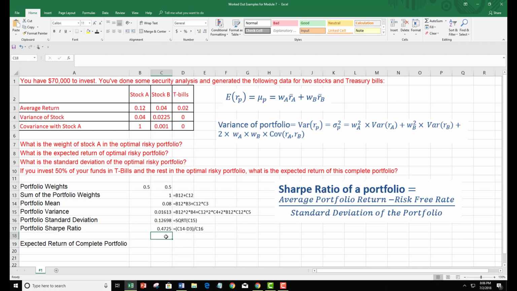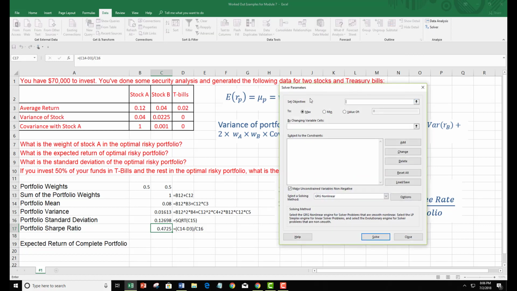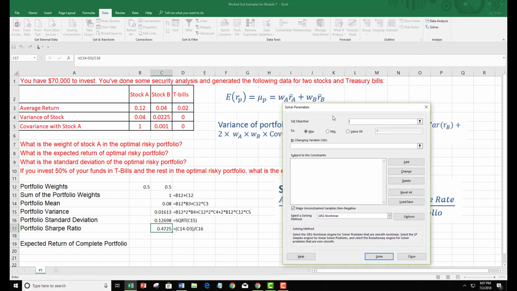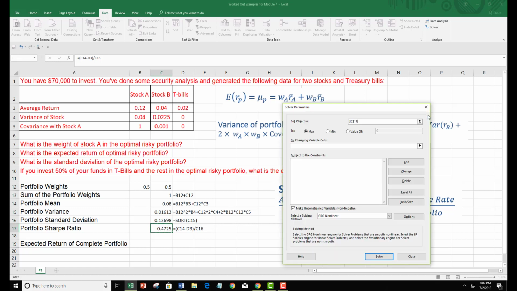Now what I can do is use the Excel Solver function and find out the maximum Sharpe ratio, and whatever result we get, that belongs to the optimal risky portfolio. So therefore let's go to Data and click on Solver, and now you have to make some selections. First, objective: do you want to maximize or minimize? We want to maximize. What do you maximize? We want to maximize the Sharpe ratio, right? So you click on that right here.